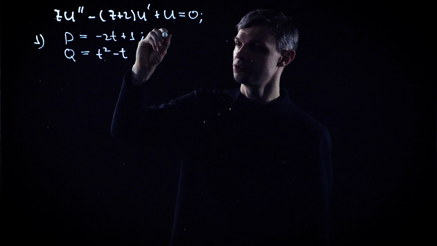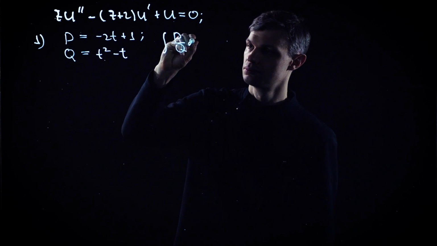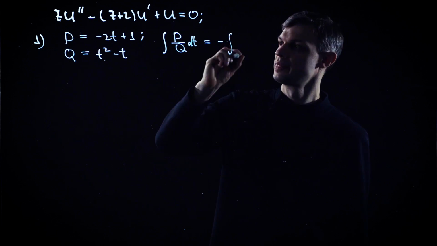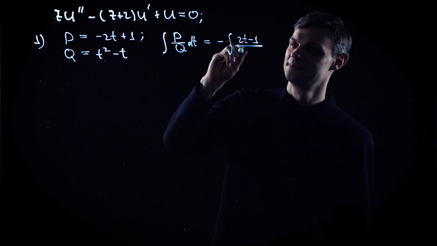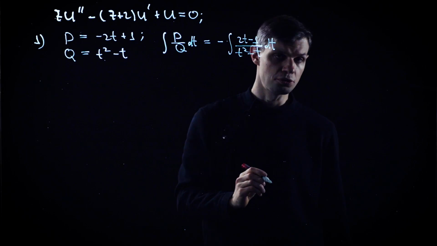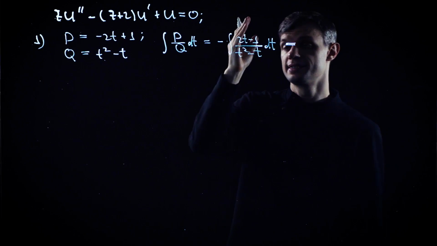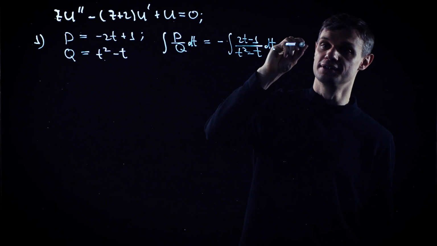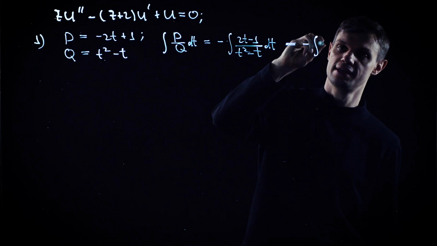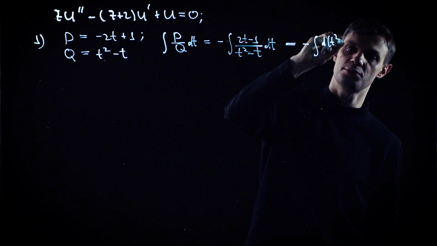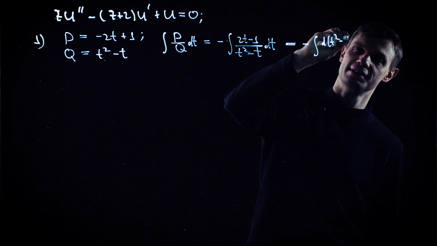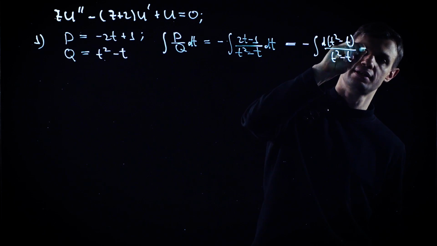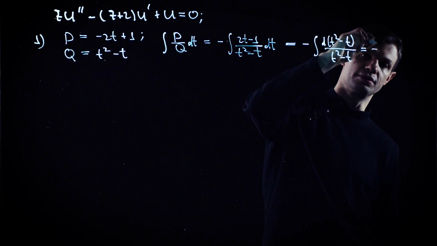Now we need to compute the integral. So let's factor out the minus sign. What you notice is that the numerator is a simple differential of the denominator. So it's simply minus d of (t squared minus t) divided by t squared minus t. And the answer is a simple log.